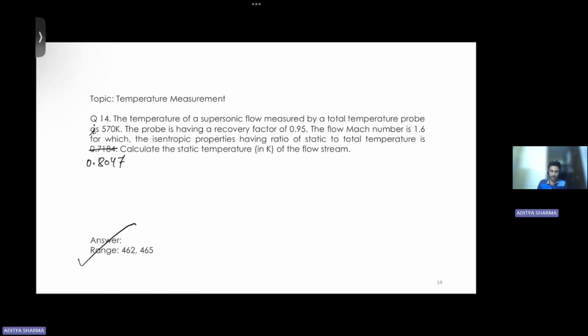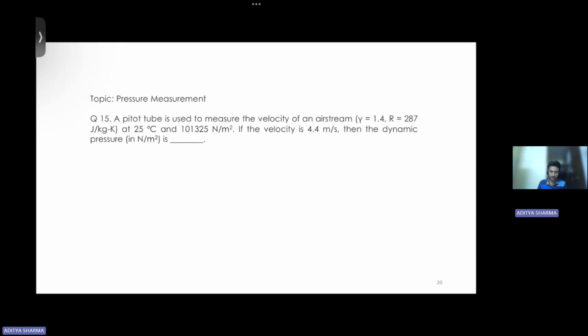And now if we see the last question of today's session. The question says that a pitot tube is used to measure the velocity of an airstream at 25 degrees Celsius and this temperature. If the velocity is given, then the dynamic pressure is.